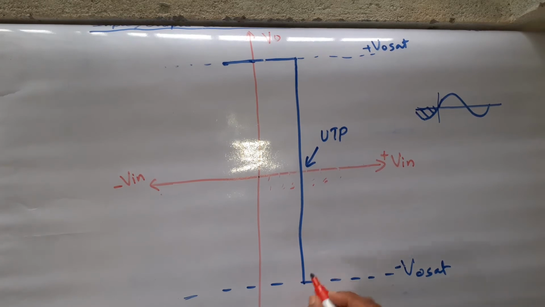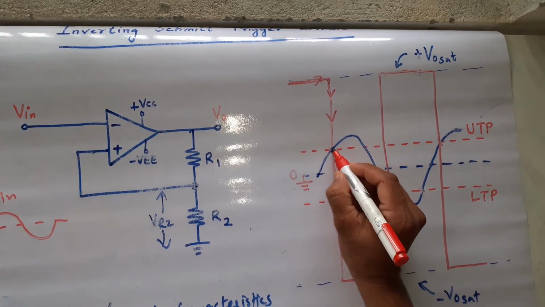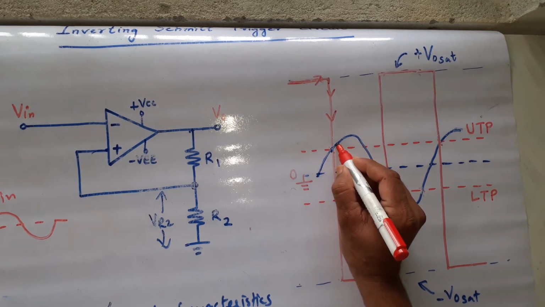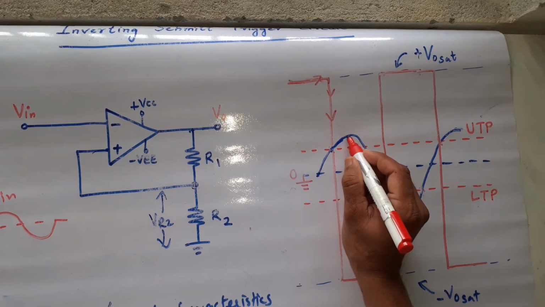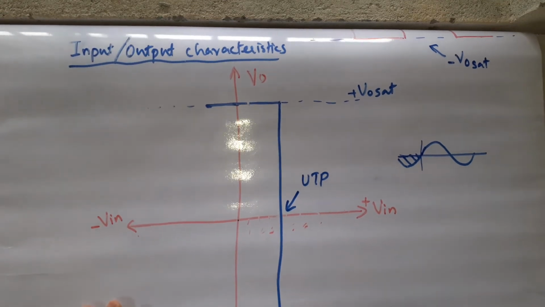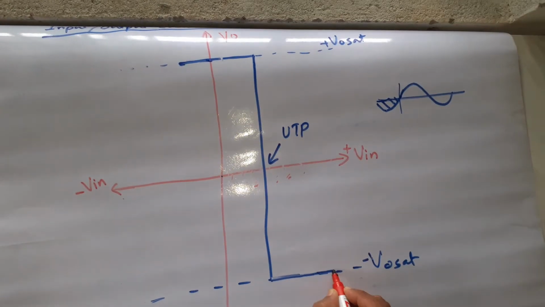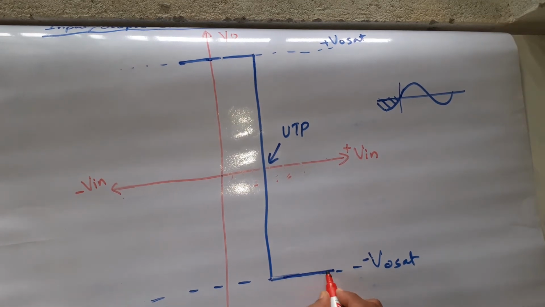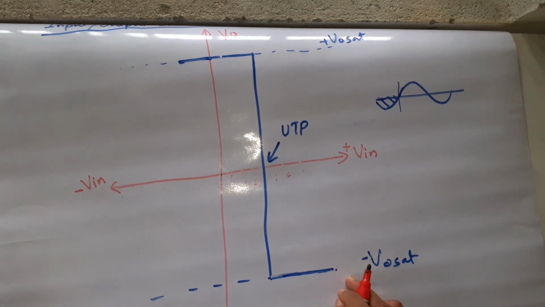Now you have reached here. If you see, after input reaches UTP, the input is still rising, positively increasing. So where will your output be? Even if your input increases after UTP, your output will remain at minus V naught sat. Understood? Output will remain at minus V naught sat.